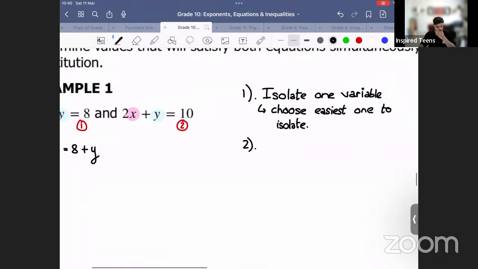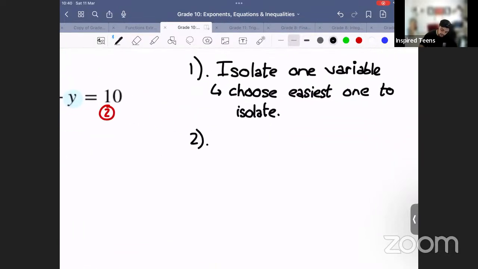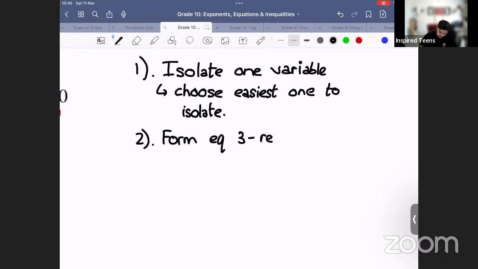Okay, once I've isolated one of the variables, I choose the easiest one to isolate. So that's isolated. You mean I formed equation 3, the rearranged equation.